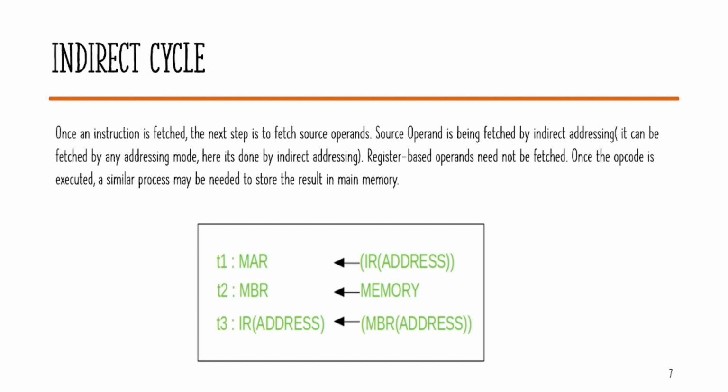Note here that our IR is now ready for the execute cycle, but it skips that cycle for a moment to consider the interrupt cycle. So this was our indirect cycle.